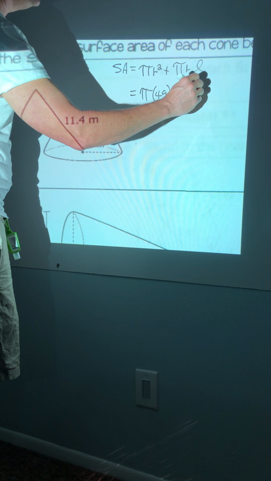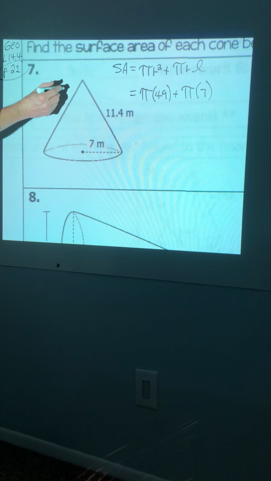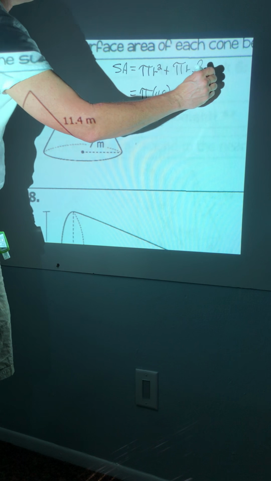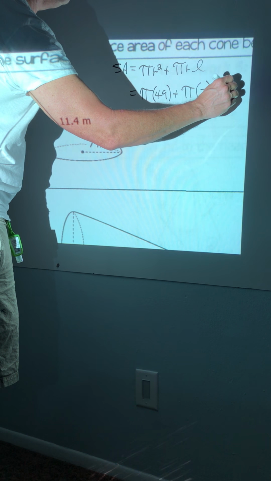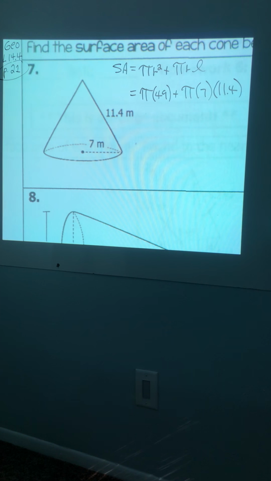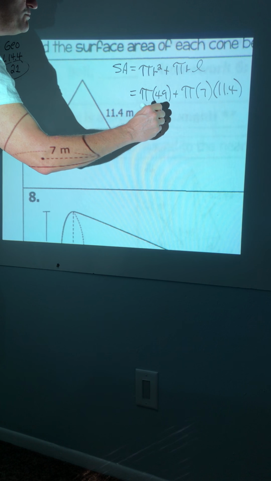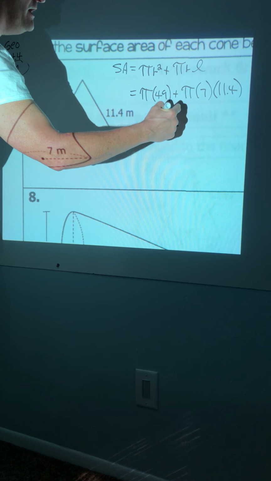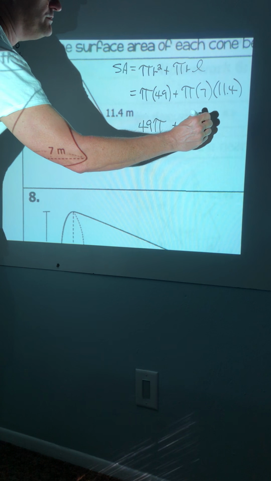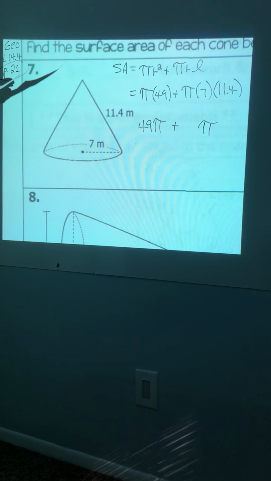All right, radius is 7. And then we said the slant height is 11.4. All right, and I'm going to leave those pi's alone. Matter of fact, I like to just put the pi's in the back so I don't forget them and I don't worry about it. So let's just rewrite that as 49 pi. And then we're going to multiply this out and also put the pi in the back. I think this is going to make it a little bit easier for you. You don't have to take my suggestion, but hopefully you do.